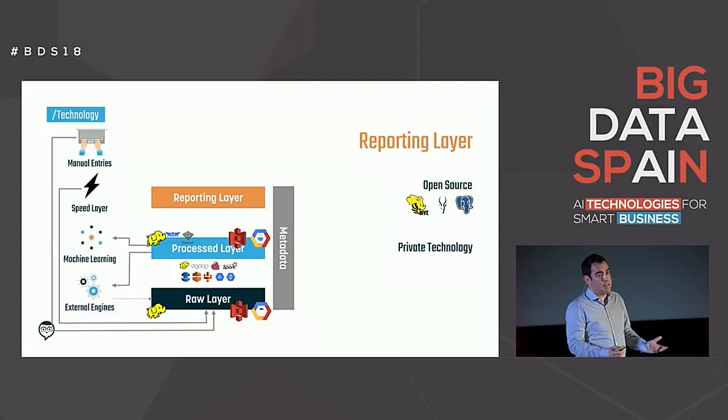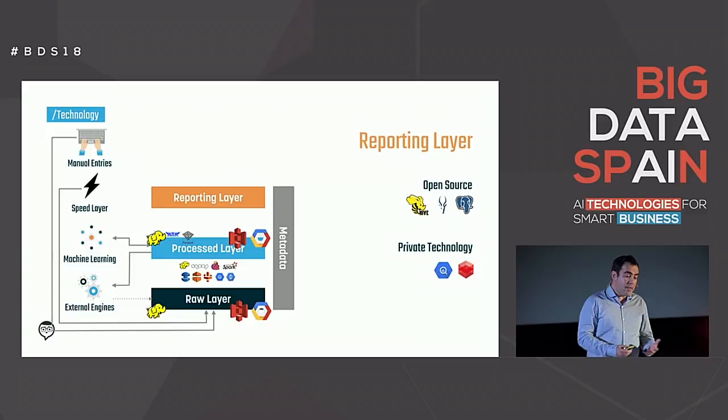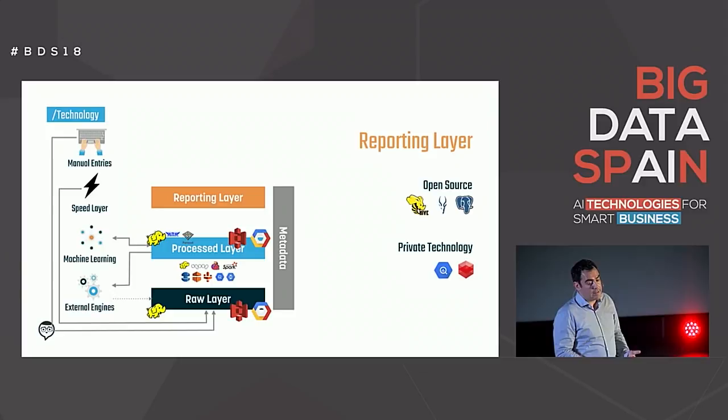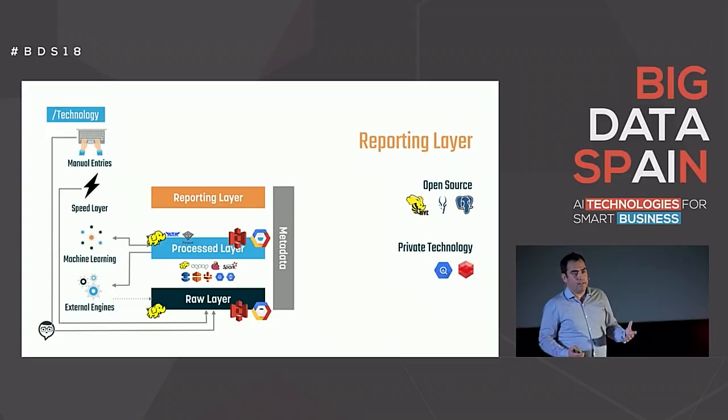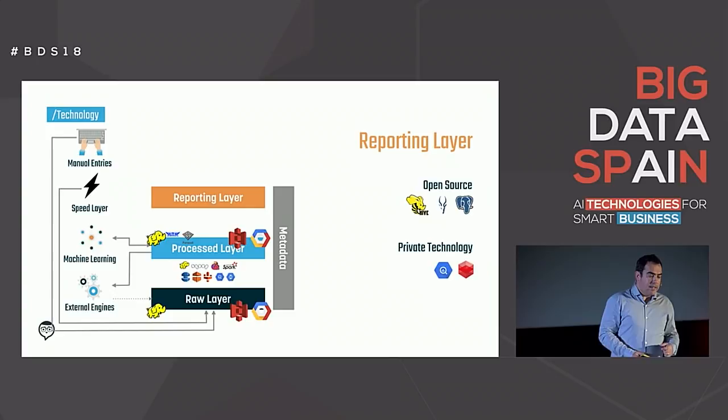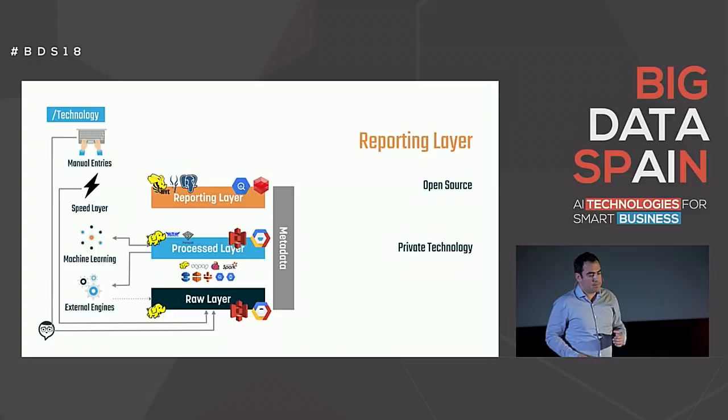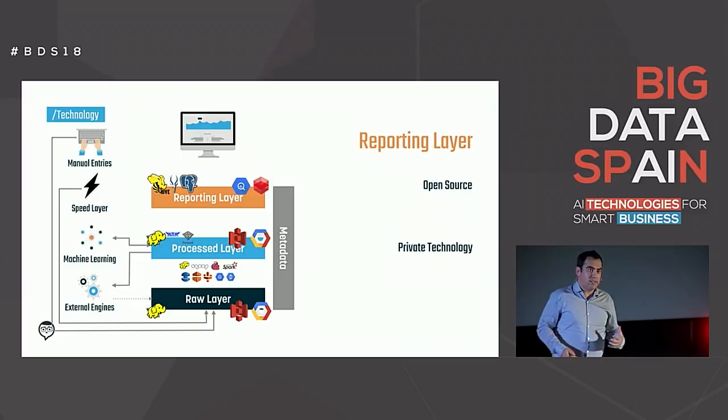As for private technologies, I have BigQuery from Google, and we have Redshift from Amazon. As you can see, there are some technologies that go straight to the process layer and some technologies that are mainly databases that lie in a physically separated layer. And about reporting, besides these technologies, you can add another kind of soft layer on top of it, which would be the actual tool that you can use to access information.